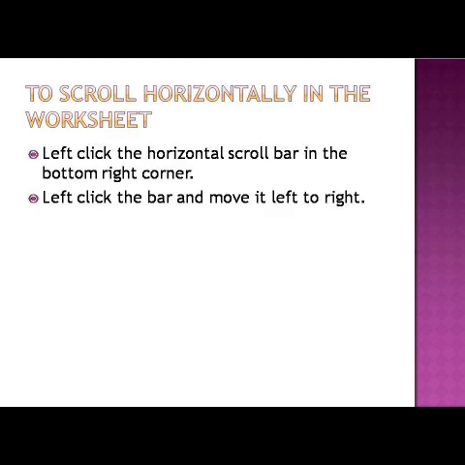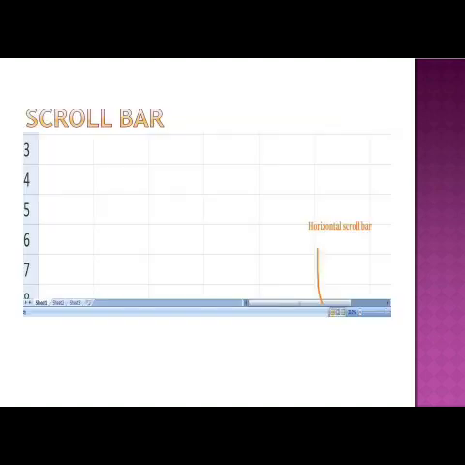Next, how to scroll horizontally in the worksheet. As usual, where the zoom bar is, there itself the scroll bar is also available. Left click the horizontal scroll bar in the bottom right corner. Left click the bar and move it to left and right. You can move the scroll bar left and right. Yes. Now can you see the scroll bar? Where is it? If you move to the left and right, you can see the screen clearly.